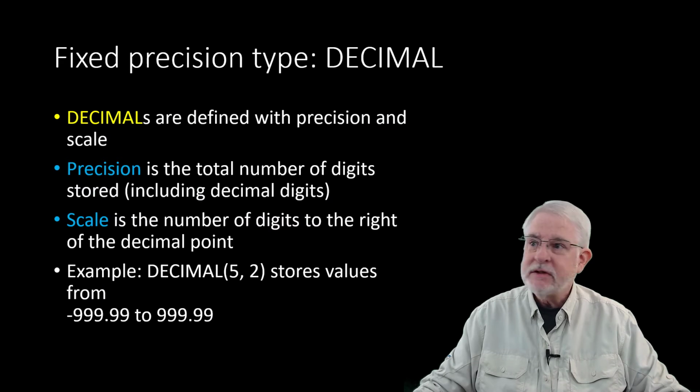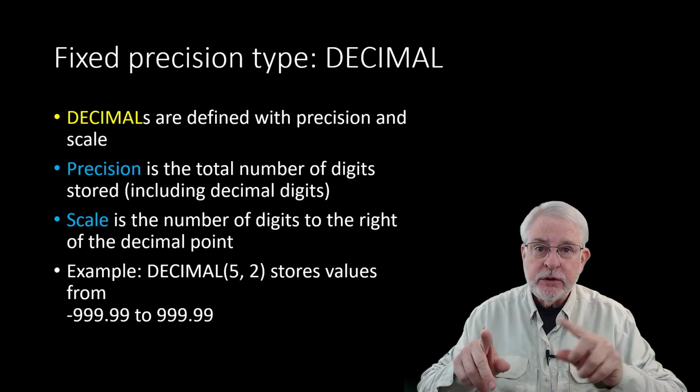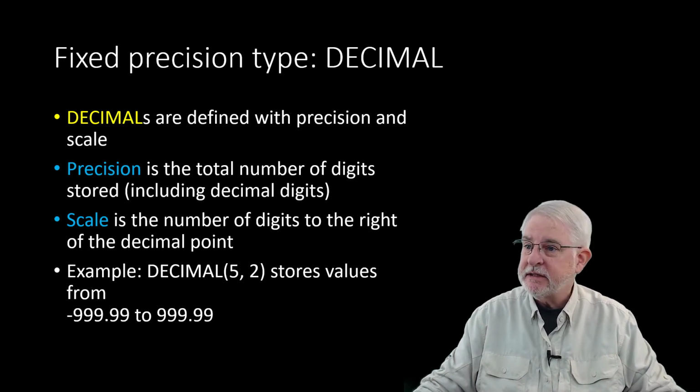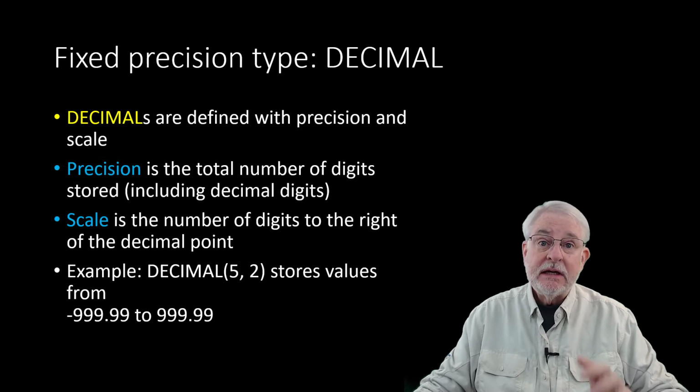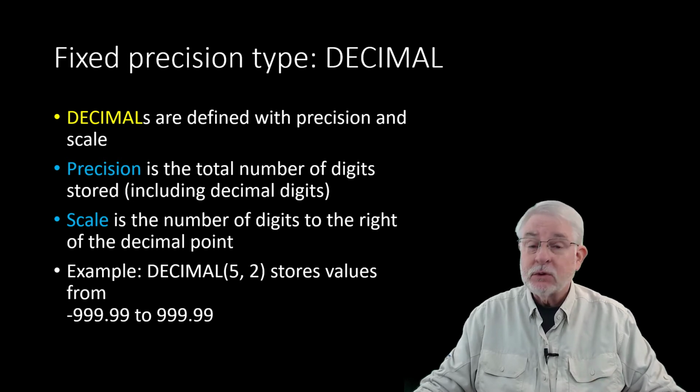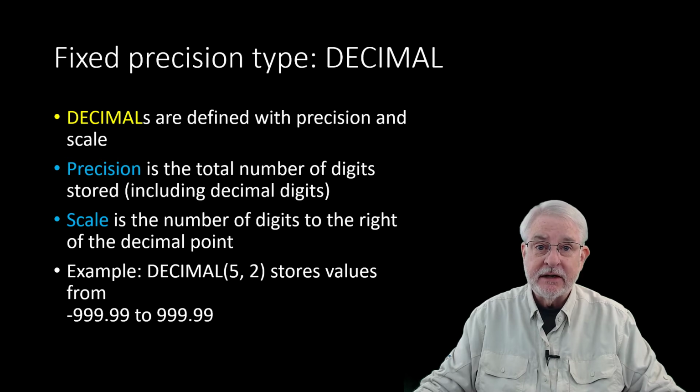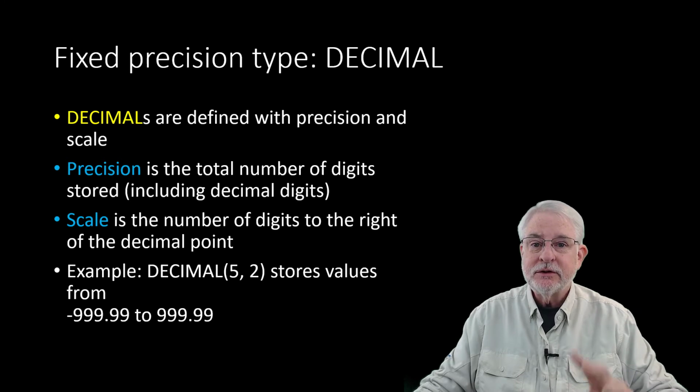All right, the next data type I want to look at is a fixed precision data type called decimal. Now, decimals are defined with precision and scale. Precision is the total number of digits, including the digits to the right of the decimal place, and scale is the number of digits to the right of the decimal point. For example, decimal 5,2 stores values from minus 999.99 to 999.99, positive. Notice that there are 2 decimal places and 5 digits total.